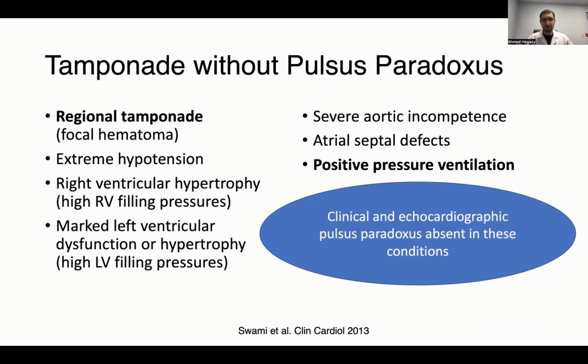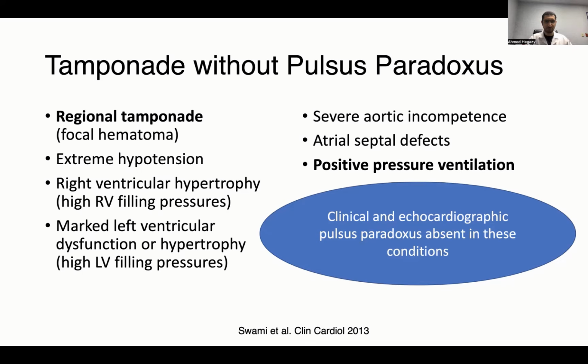On the other hand, you can sometimes have pericardial tamponade in patients that do not exhibit pulsus paradoxus. And we see this sometimes with regional tamponade. When you have a focal hematoma compressing a certain chamber of the heart, you will develop tamponade without showing echocardiographic or clinical pulsus paradoxus. If the patient is in extreme hypotension, you'll sometimes not see the pulsus paradoxus.